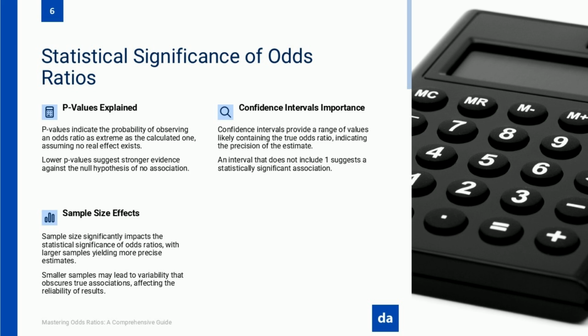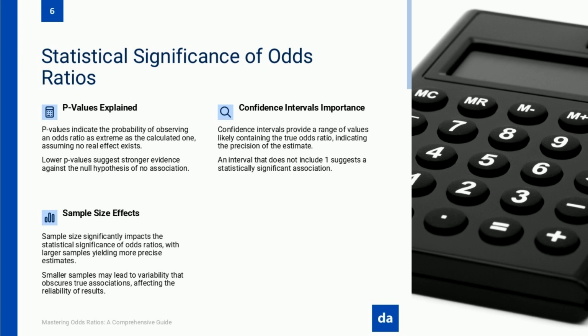Sample size plays a crucial role in determining the statistical significance of odds ratios. With a small sample, even a seemingly large odds ratio might not reach statistical significance due to the inherent variability in the data. Conversely, in very large samples, even small odds ratios can be statistically significant. This underscores the importance of considering both the magnitude of the odds ratio and its statistical significance when interpreting results.